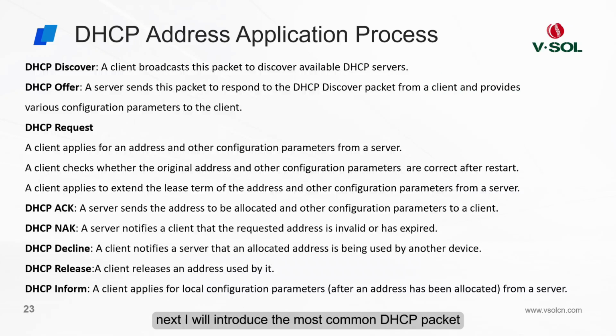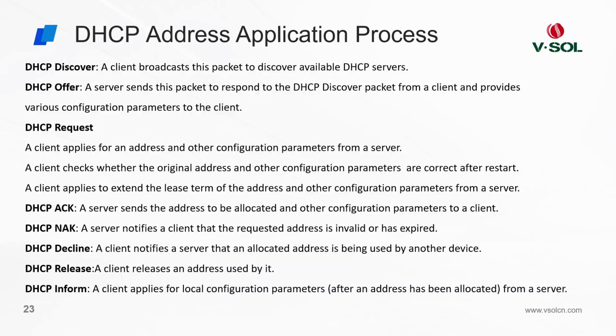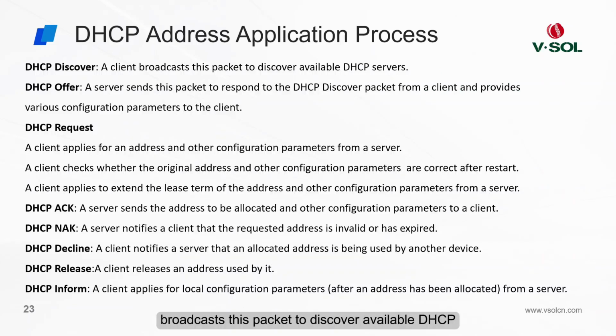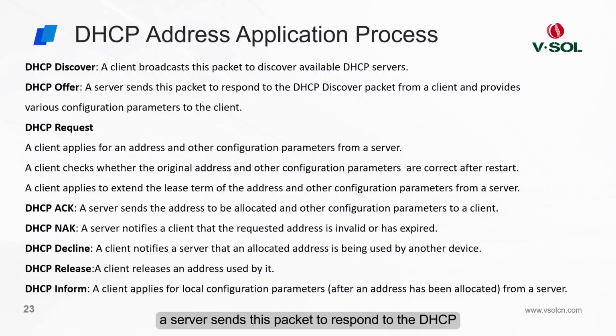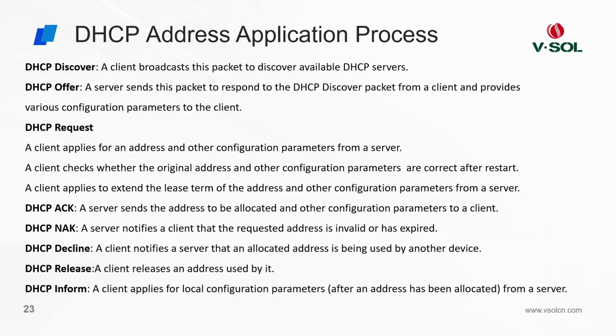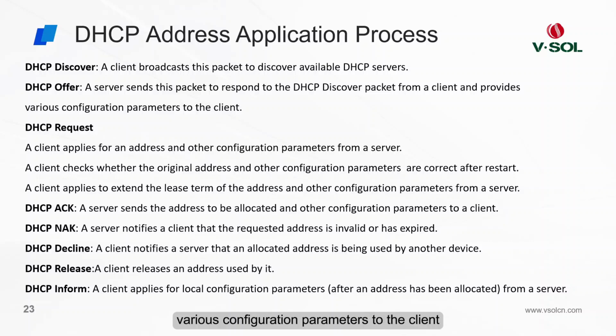Next, I will introduce the most common DHCP packets. DHCP Discover. A client broadcasts this packet to discover available DHCP servers. DHCP Offer. A server sends this packet to respond to the DHCP Discover packet from a client and provides various configuration parameters to the client.